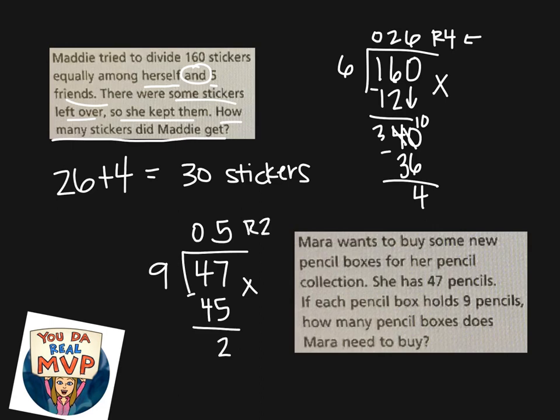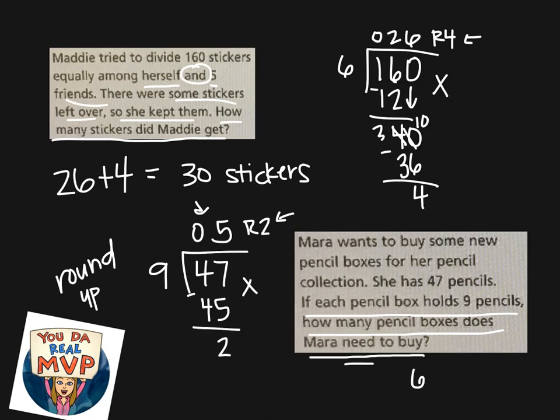Okay, so looking back at the question, if each pencil box holds 9 pencils, how many pencil boxes does Mara need to buy? Okay, so she wants to put them all into boxes. So if she only got 5 boxes, there would be 2 pencils left out. And I'm guessing that she's not okay with that. So in this case, we're going to round up. So I'm going to tell Mara she needs to buy 6 boxes if she wants all of her pencils to fit. Otherwise, there would be pencils left out and feeling sad. But now they're happy.